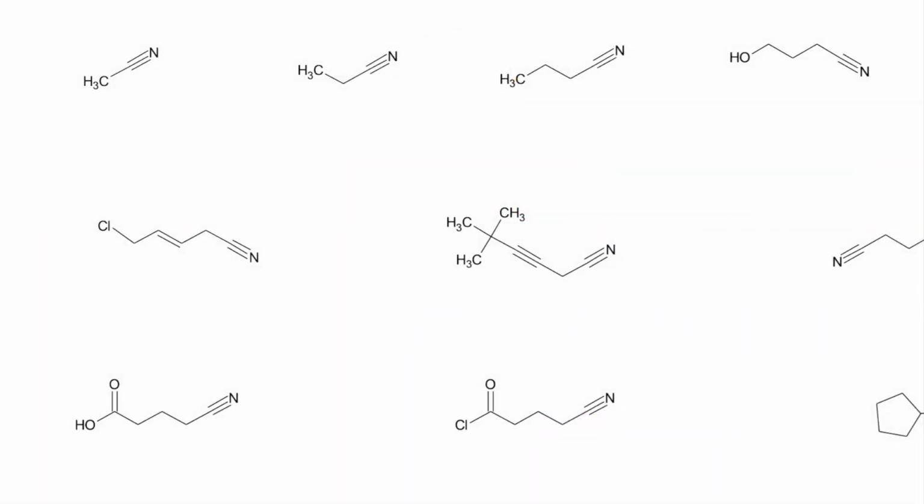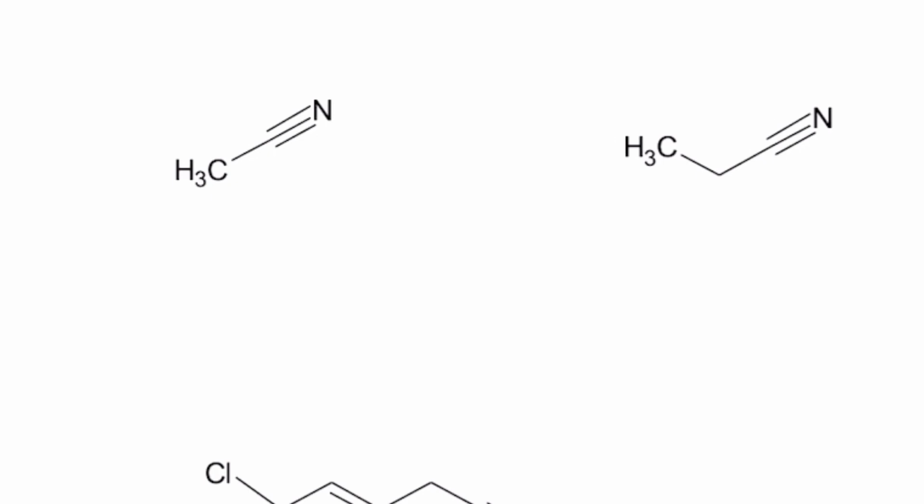So when naming nitriles, we got to recognize that the nitrile itself contains a carbon. So when we're determining the longest carbon chain, we have to keep in mind this carbon from the nitrile group. Sometimes, however, when the nitrile is lower priority, that carbon becomes part of the cyano group. So we have to keep that in mind.